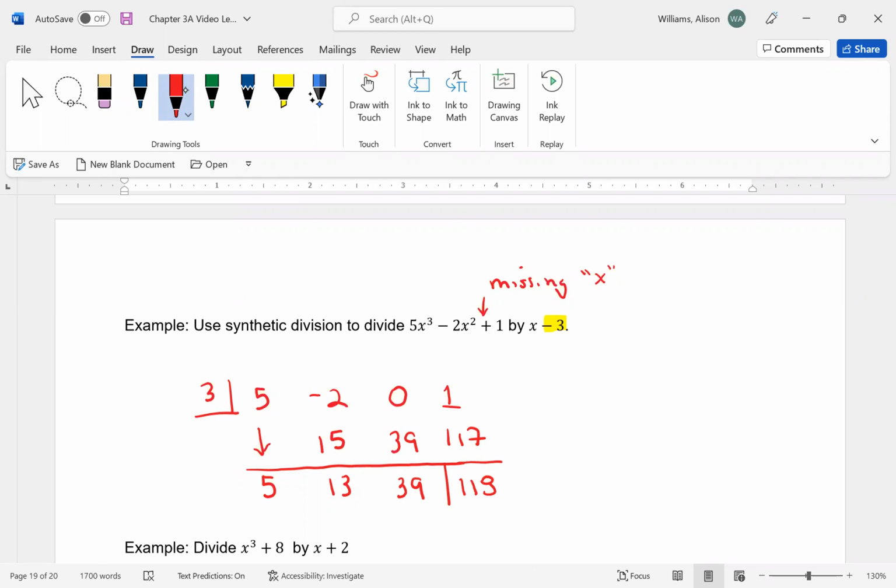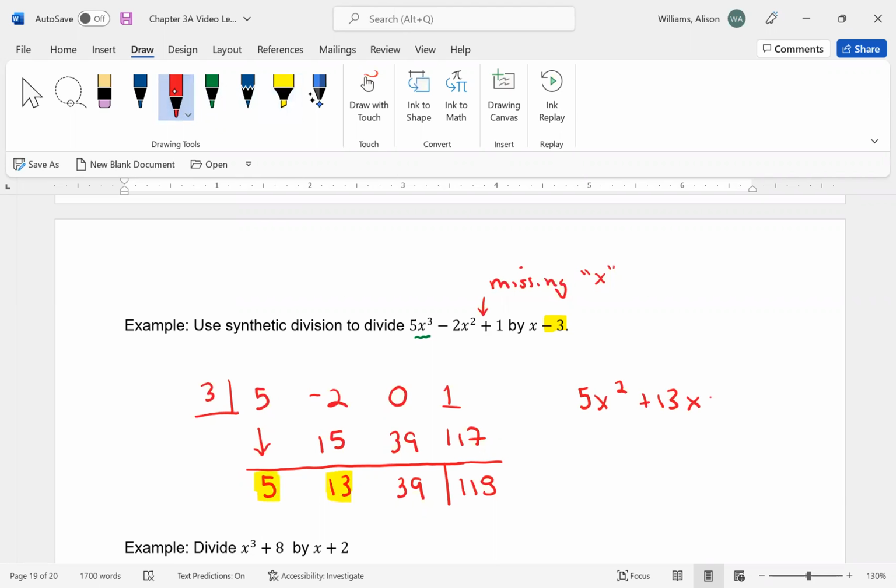So here's how I'm going to write my answer. My answer is going to start 1 degree less than what we started with. So it's going to be an x squared. So it's going to be 5x squared. I'm taking this first number here, 5. And now 13x, that's coming from this number here.